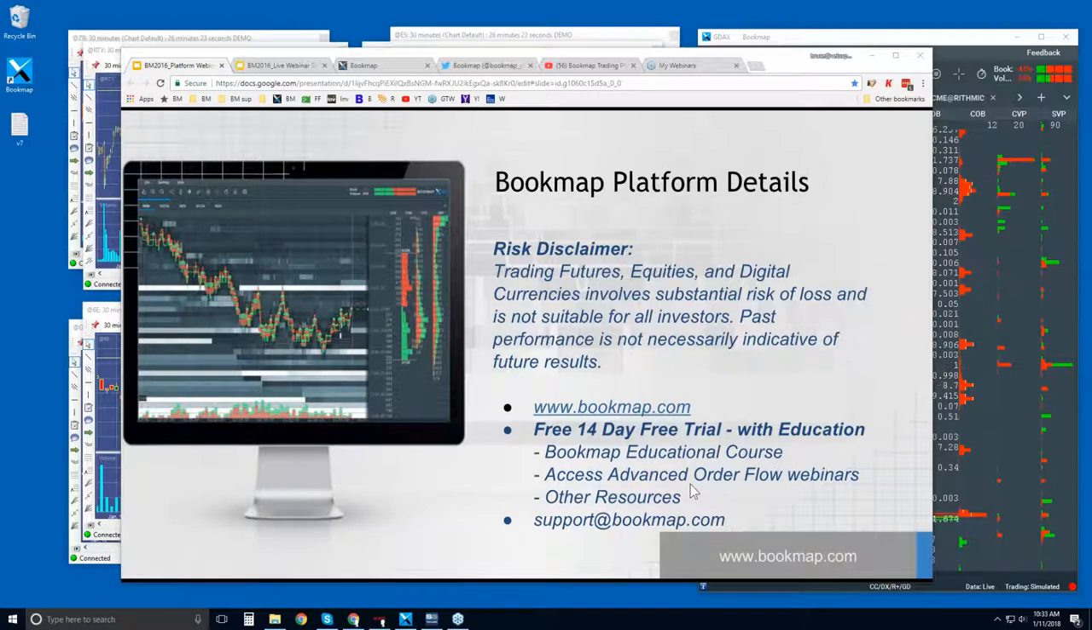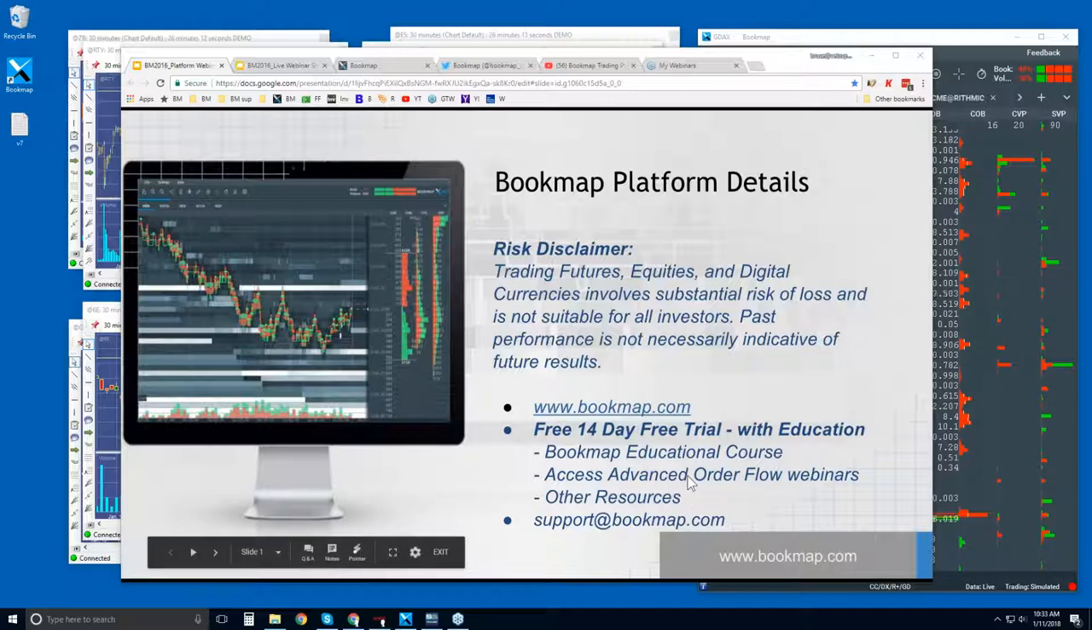Okay, we're not on the topic of the platform details any longer. We will answer some of those questions, but in general, we are looking at going over the order flow and looking at the live markets, and what we cover in the educational course, and then backing it up in the live markets. Okay. If you have any questions, you can reach out to us at support@bookmap.com.